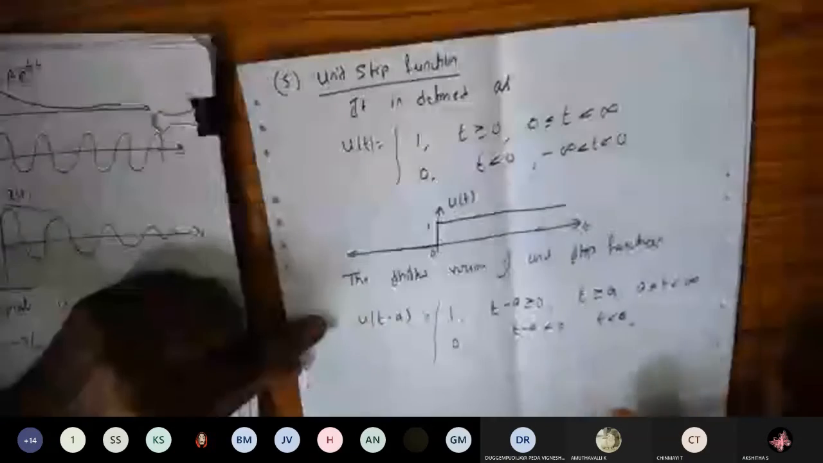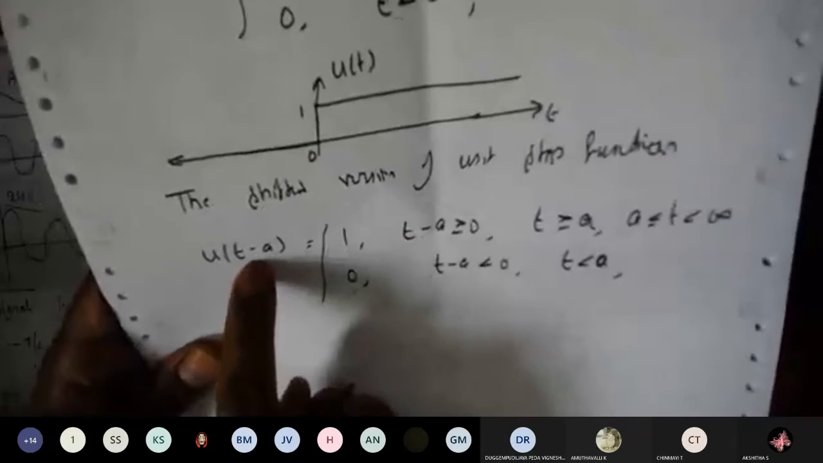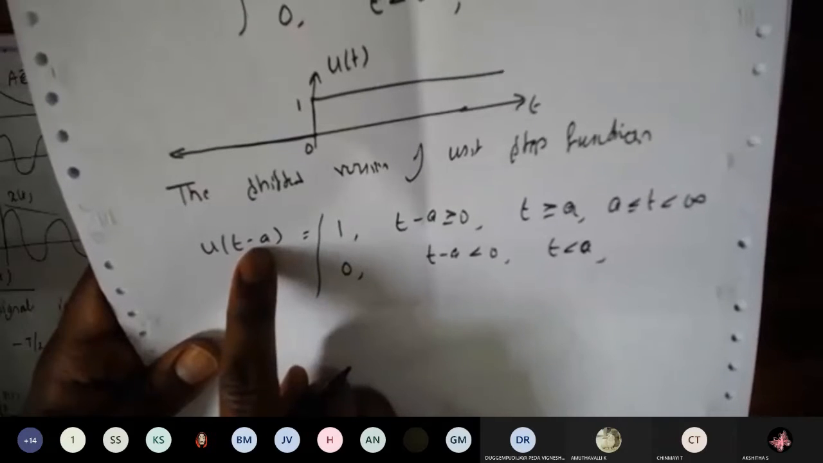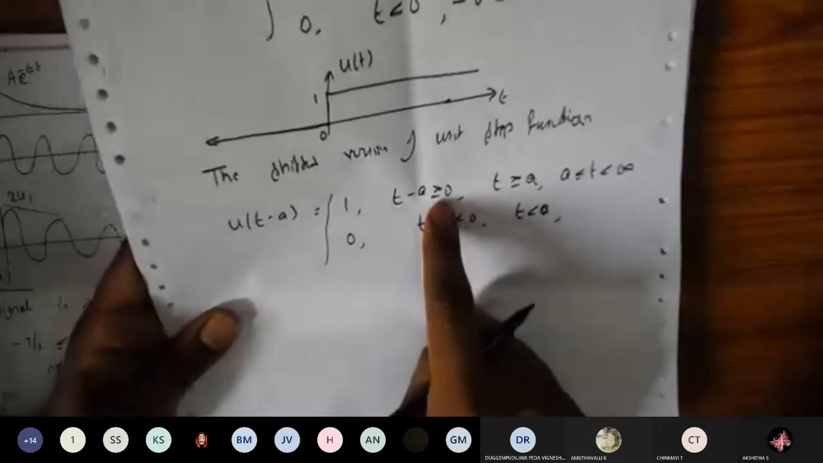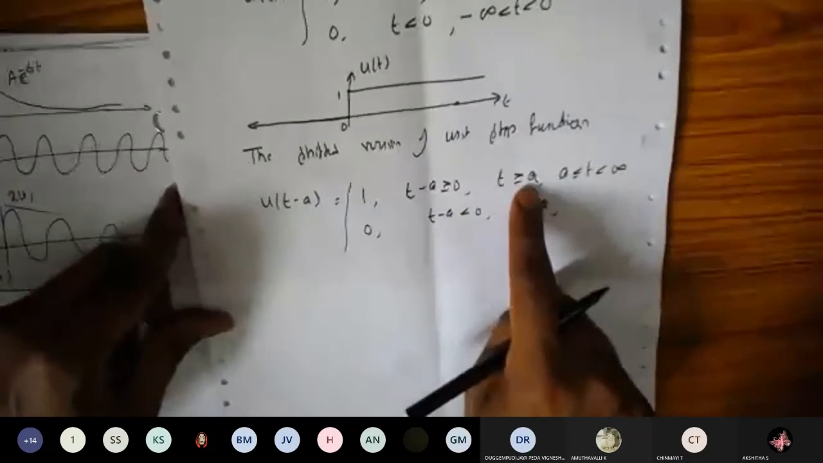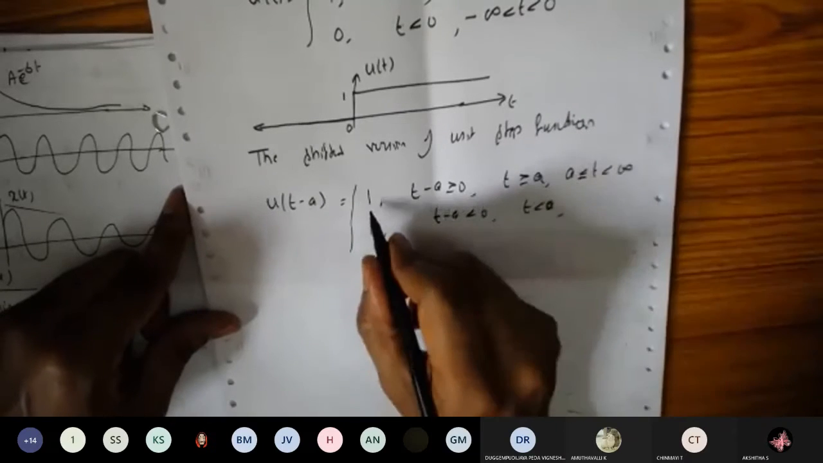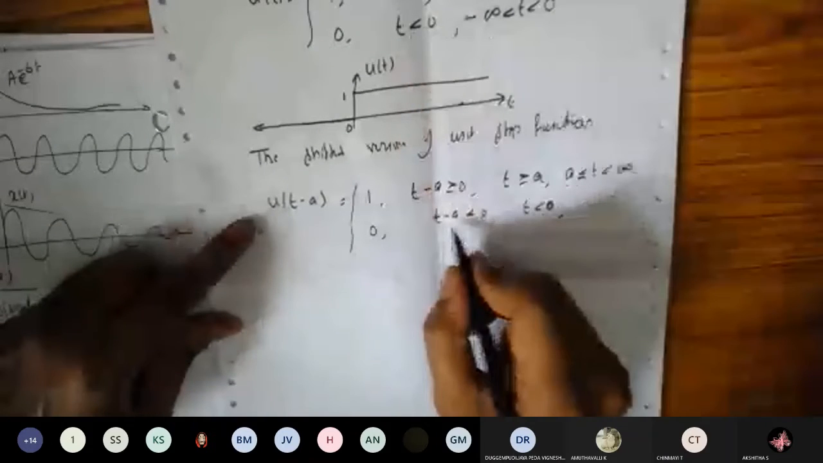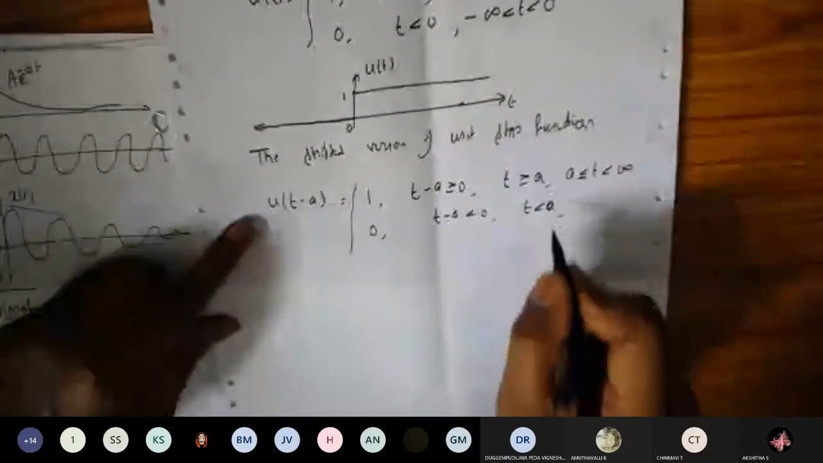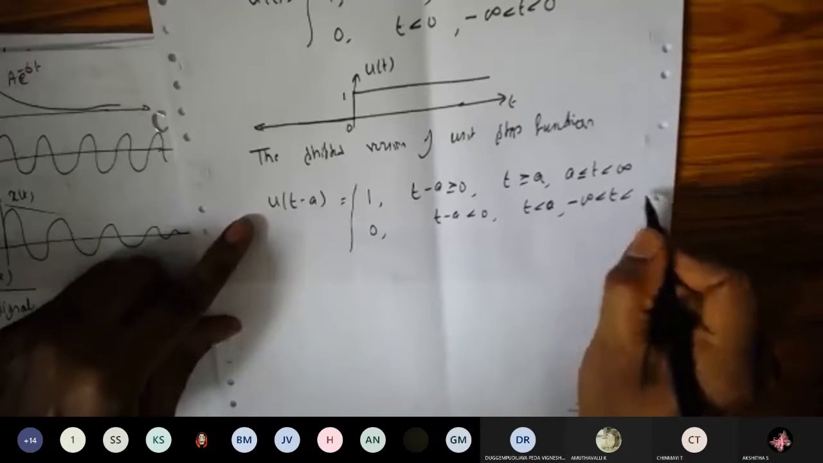Yeah. Okay, fine. So the unit step function will be defined like this. What are the things inside the bracket? They should be greater than or equal to 0. So u of t minus a is equal to 1 for t minus a is greater than or equal to 0. Or we can say for t is greater than or equal to a, or a is less than or equal to t is less than infinity, it is having the value 1, and it is having the value 0 for the second case. We will take t minus a is less than 0, or t is less than a, or we can take minus infinity is less than t is less than a.